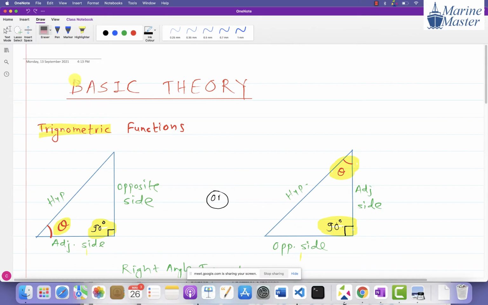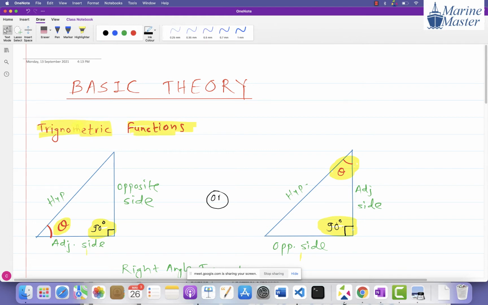So now give the heading, main heading, basic theory. Just give the heading basic theory. In that, give the heading trigonometric functions. Give the first heading trigonometric functions.